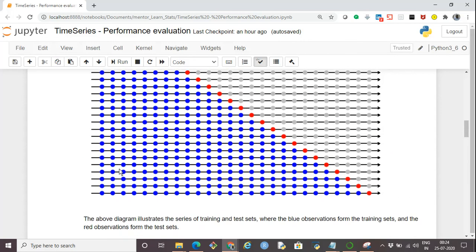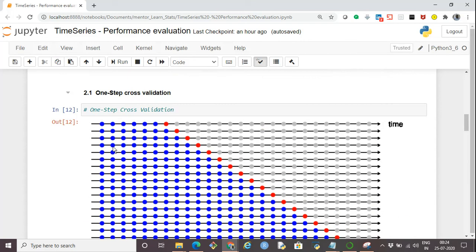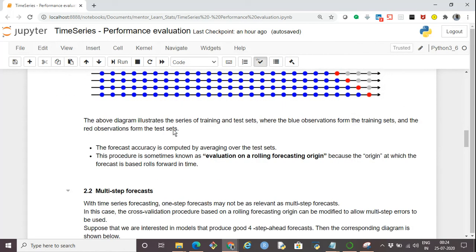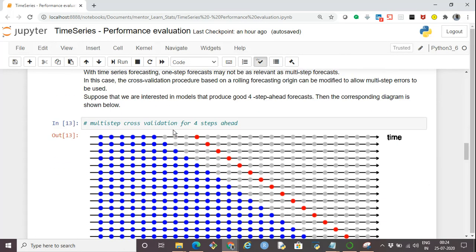So this is a process in which we are moving one step. That is why it is called a one-step cross validation. Now it could be possible that we are forecasting more than one step ahead. It's not like we always want to forecast the immediately next timestamp. Maybe we are forecasting 3 months ahead or 4 months ahead. So what happens in such a case? Let's say we have this much of training data set, and I want to forecast 4 steps ahead. That is what will happen 4 months down the line.